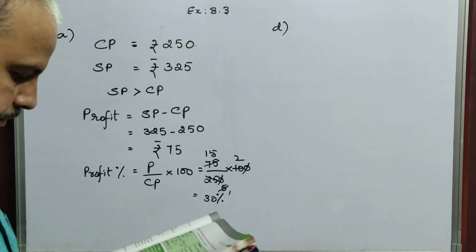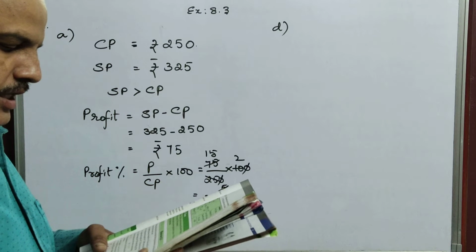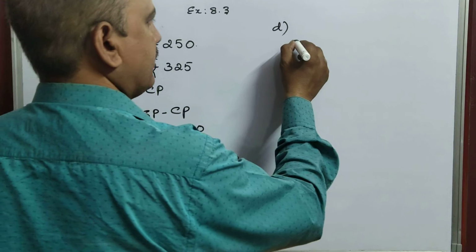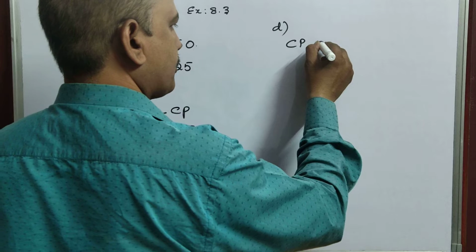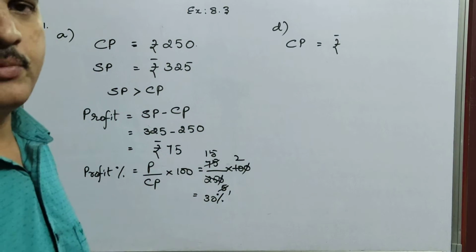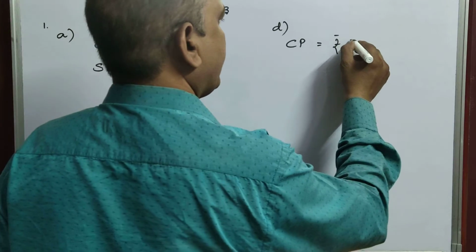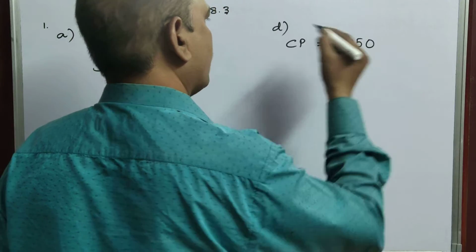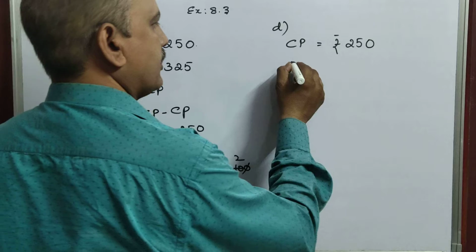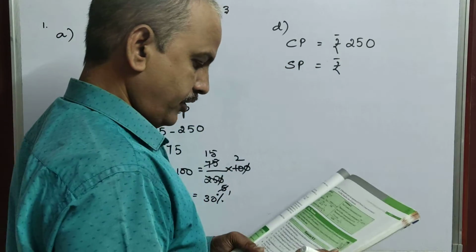In part B, a skirt bought for 250 rupees and sold for 150. Bought means cost price. Cost price of a skirt, if you write like this also no problem. You can write SP, CP also, no problem. CP of a skirt equals 250 rupees, whereas selling price, that is SP, equals 150 rupees, right?